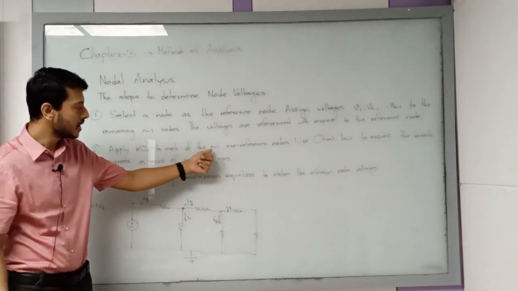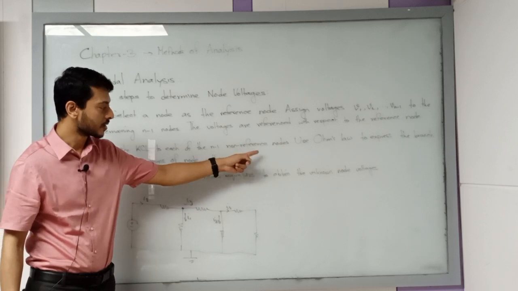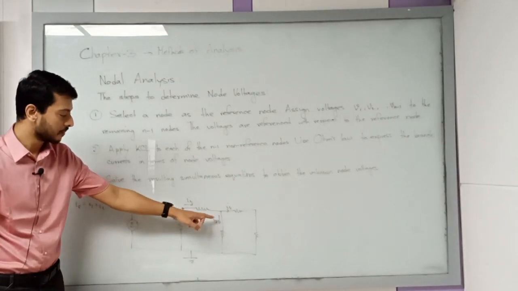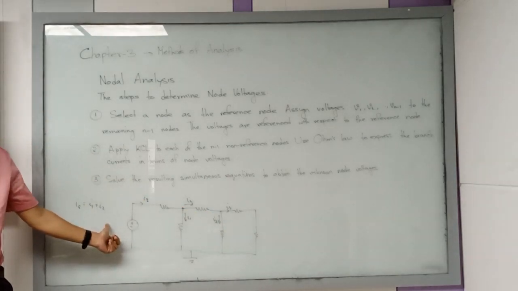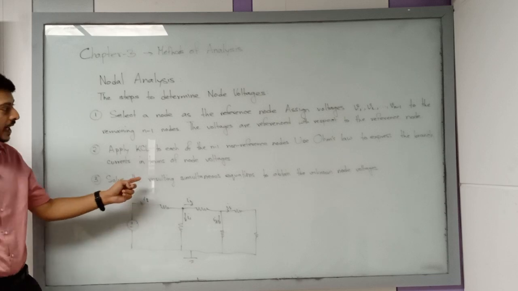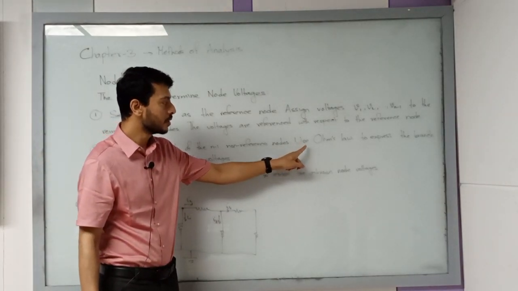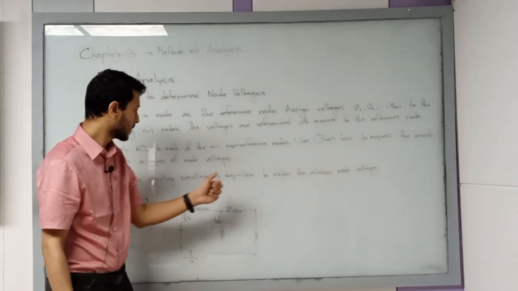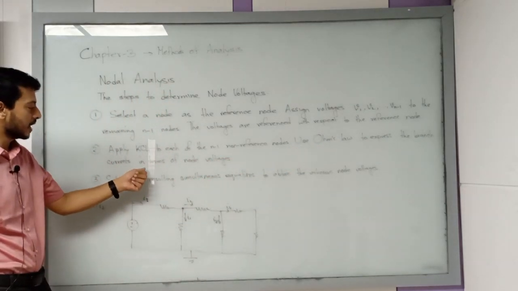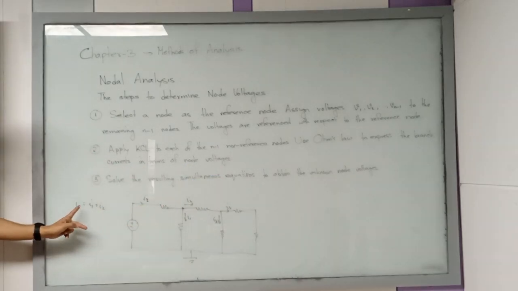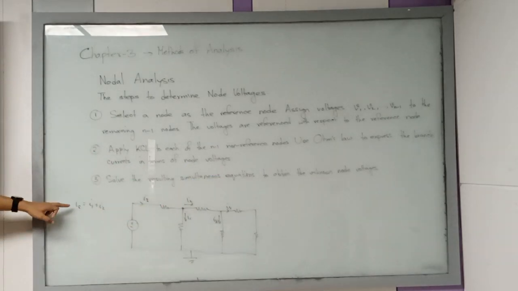Apply KCL to each of the n-1 reference nodes. So this is one node, this is another node. You have to apply KCL and write the equation in terms of current. Okay? Then you have to follow this step. Use Ohm's law to express the branch currents in terms of node voltages. So this current, you have to change it to voltage.